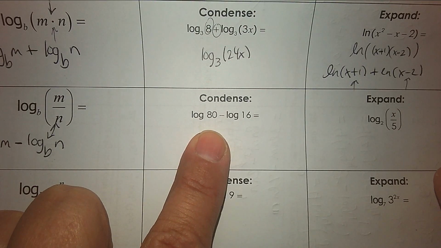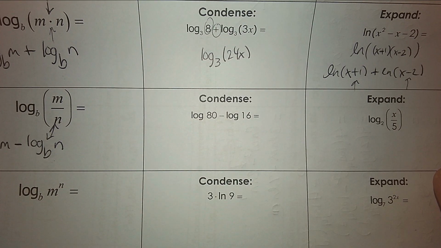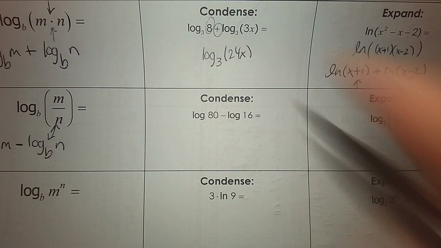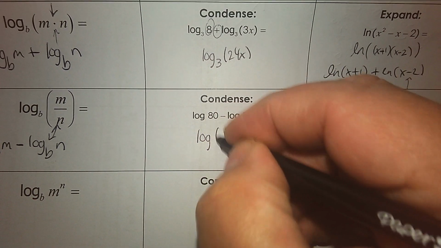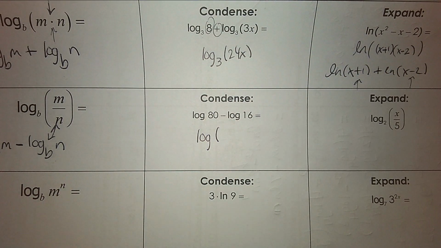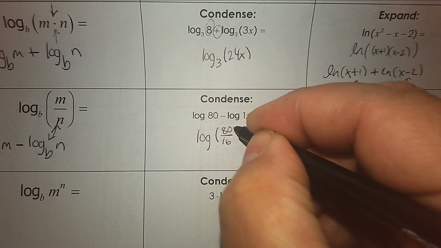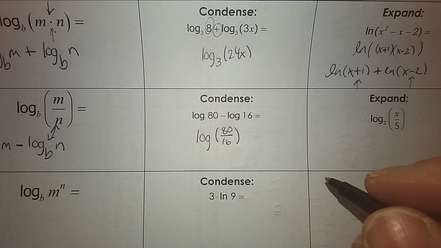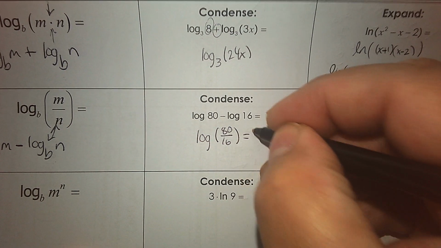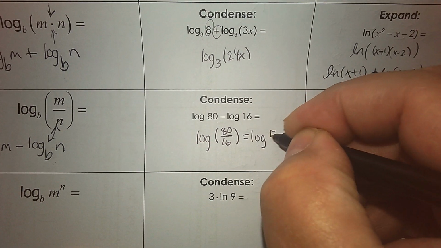So here's an example. How do I write that as one logarithm? First, are the bases the same? Yep, they both have a base of 10. So how do I write that as one logarithm? I divide the inside parts. So that would be 80 divided by 16, and that reduces down to just log 5.